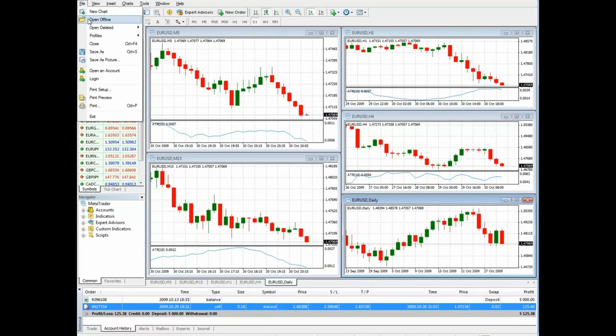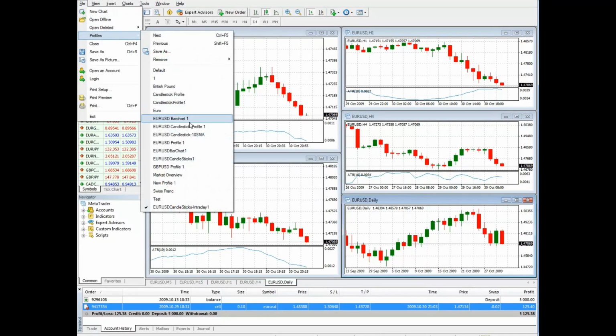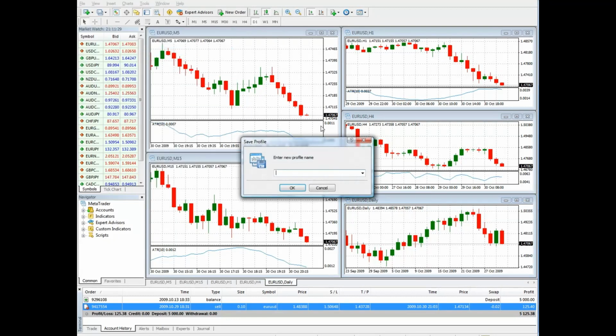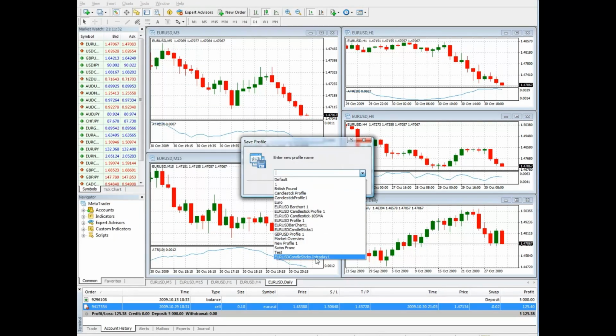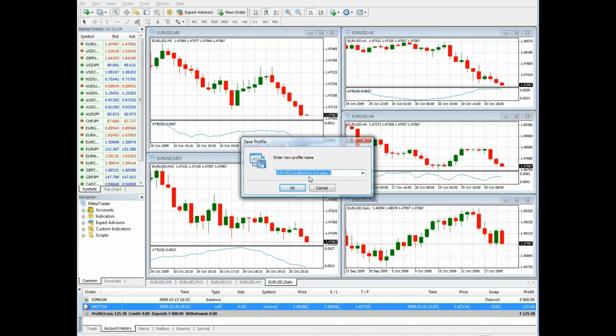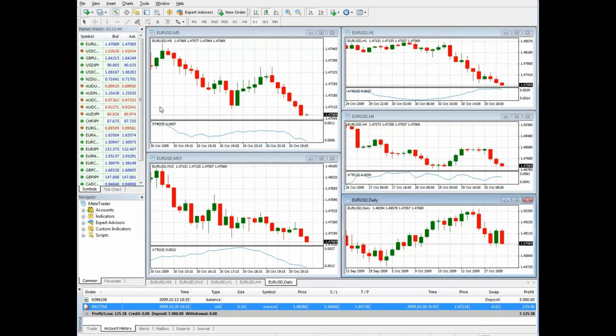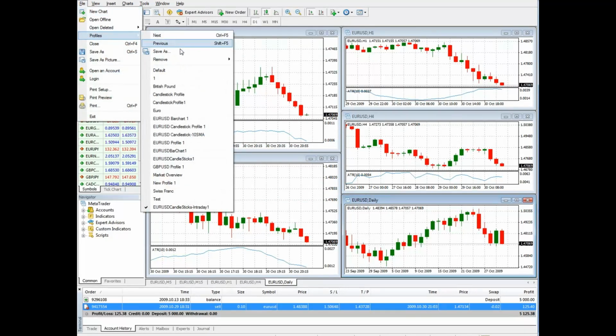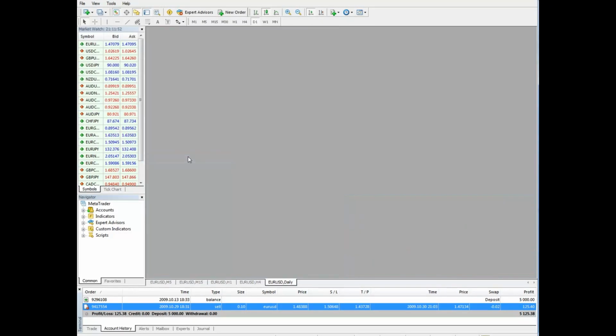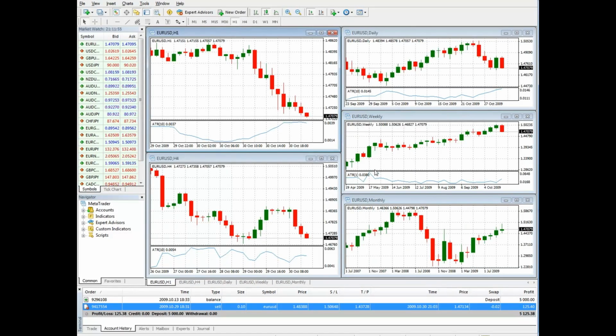Okay, so go back over here to profiles. Let's save as Euro dollar US dollar candlesticks intraday 1. And save that. Already exists. Okay, so now let's go back to our standard as we were looking at over here. Euro dollar US dollar candlesticks 1. And make sure it's set up. Yes, it's set up correctly.